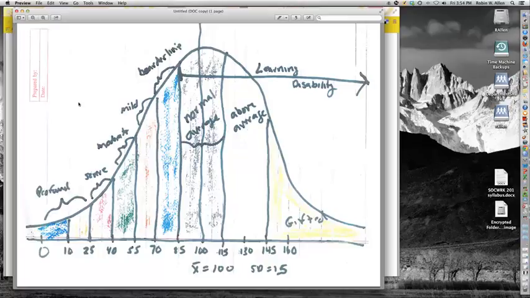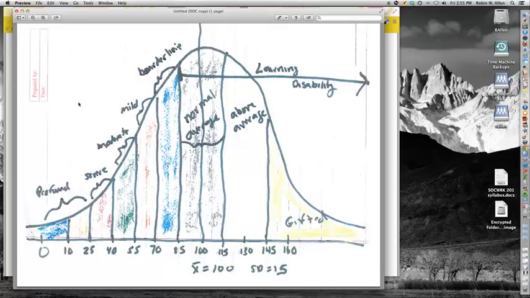And with profound, you're talking about kids with really serious, probably both physical and cognitive delays. A lot of times these kids with IQ scores that low are not able to walk, they may not speak at all, and their individual education plan may actually be something like sensory stimulation.